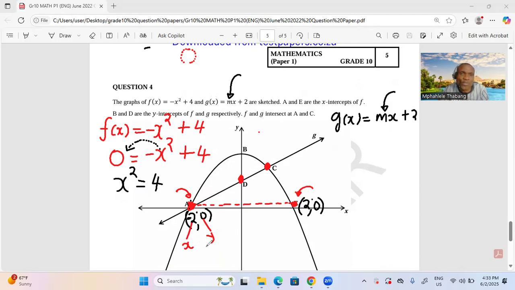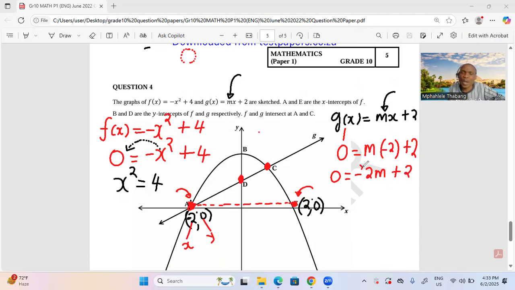What is the equation of the straight line g? It is g of x equals mx plus 2. So I'm going to say g of x, my y is 0, my x is -2, plus 2. From here, I will solve for m. I will say 0 equals m times -2, which is -2m, plus 2.